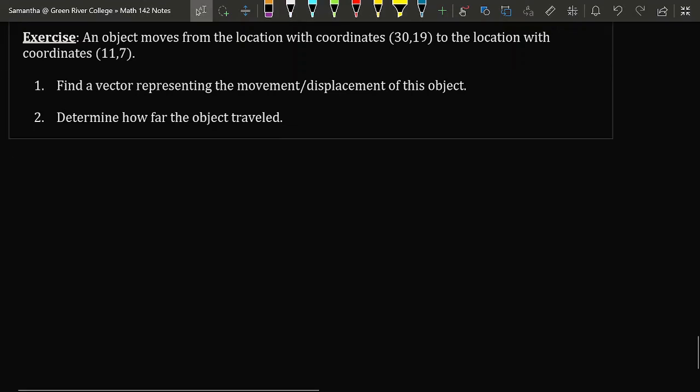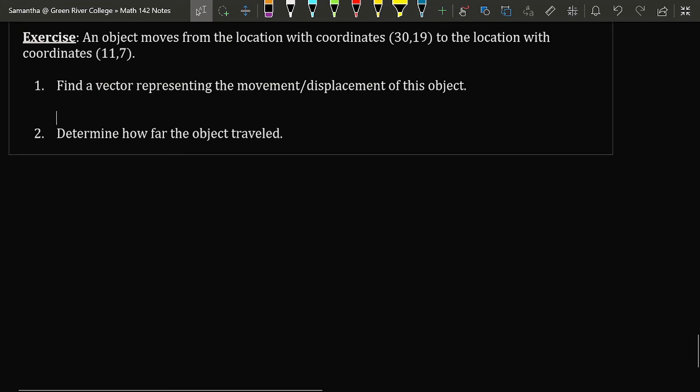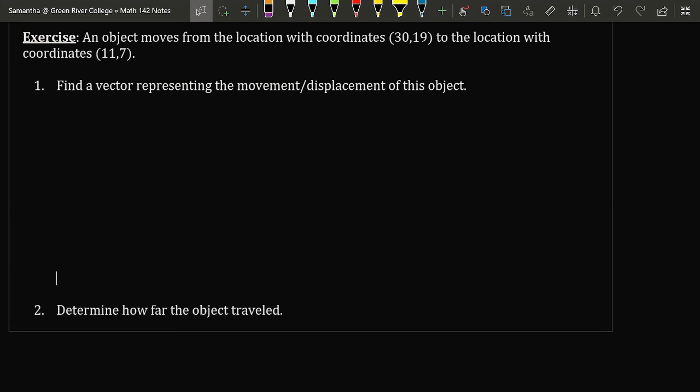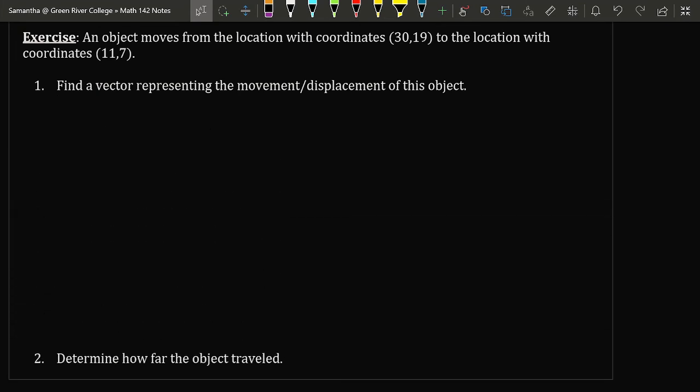Now let's do one final exercise. In this case, we have an object which is moving from the position (30, 19) to the position (11, 7). And let's first find the vector, ideally in components, which represents the movement/displacement of this object, and then subsequently, let's figure out how far the object traveled.